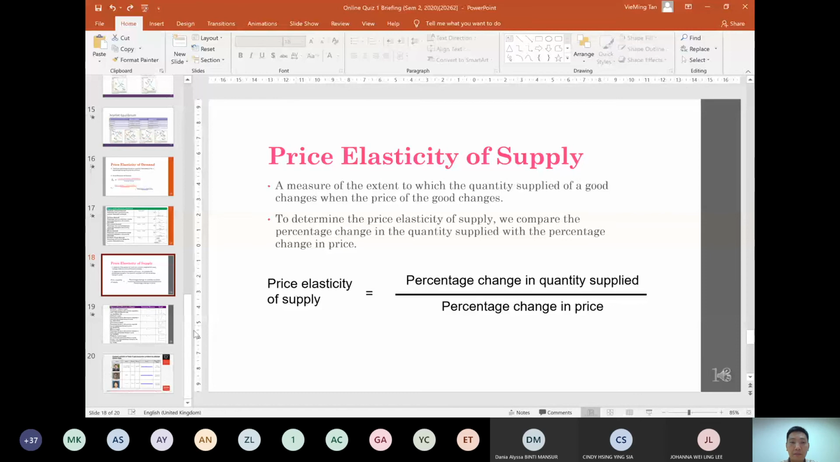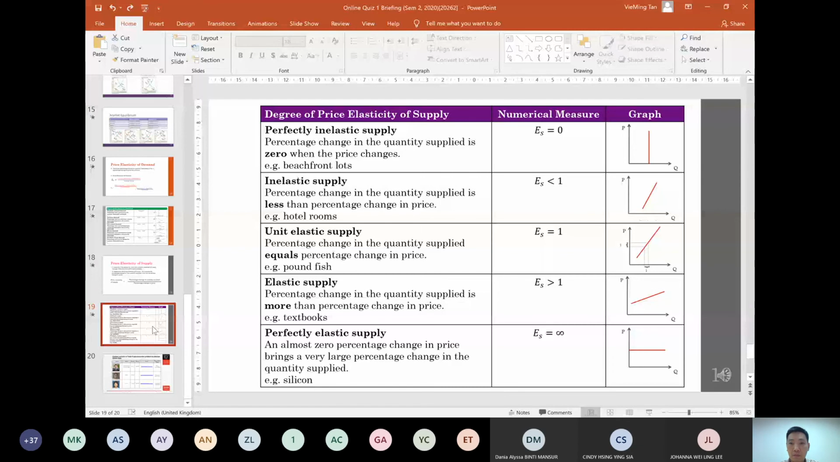Elastic supply. On the other hand, if you find that the percentage change in quantity supply is less than the percentage change in price, that means the supply is inelastic in response to the product price change. So this is the summary that you can refer to. If the supply is inelastic, you may find that the supply curve is very steep, high gradient. But when the supply is very elastic, you may find that the supply curve will be more flat.